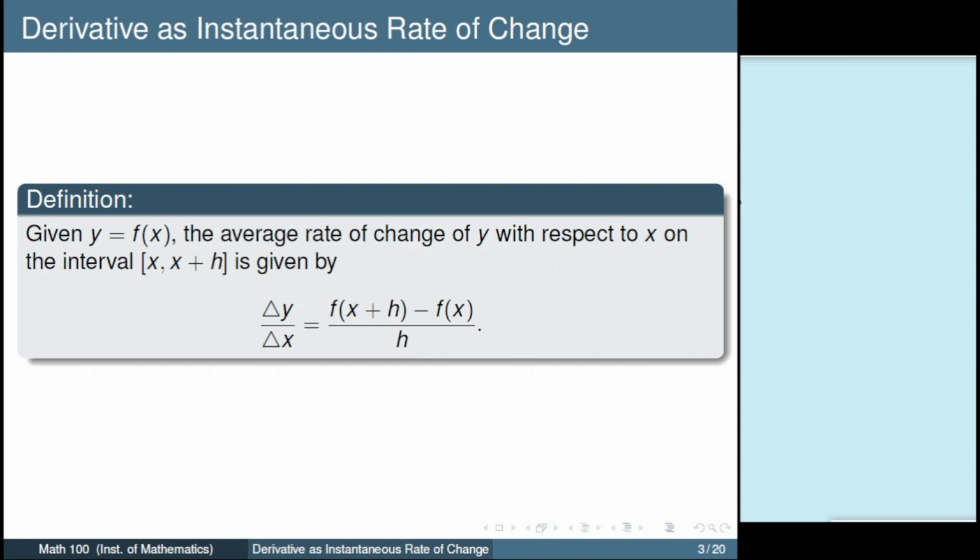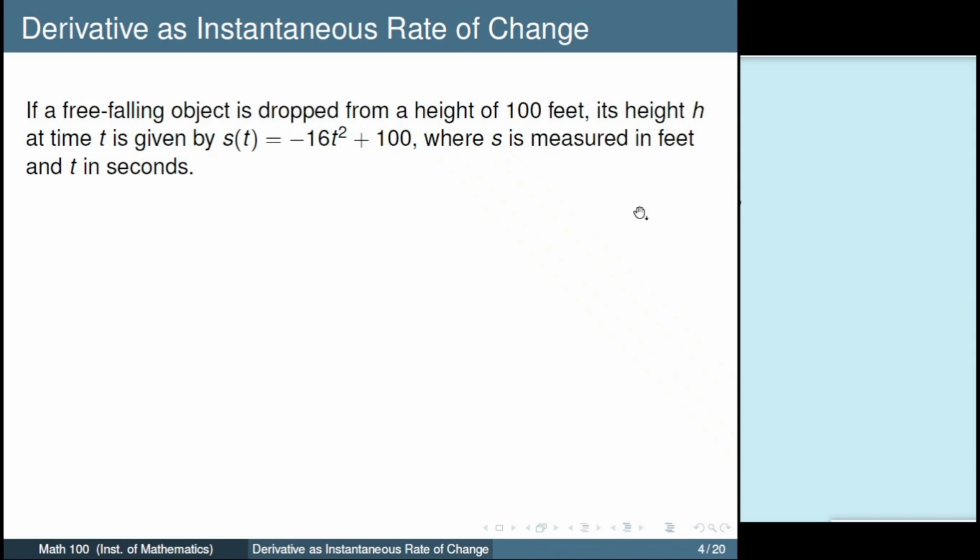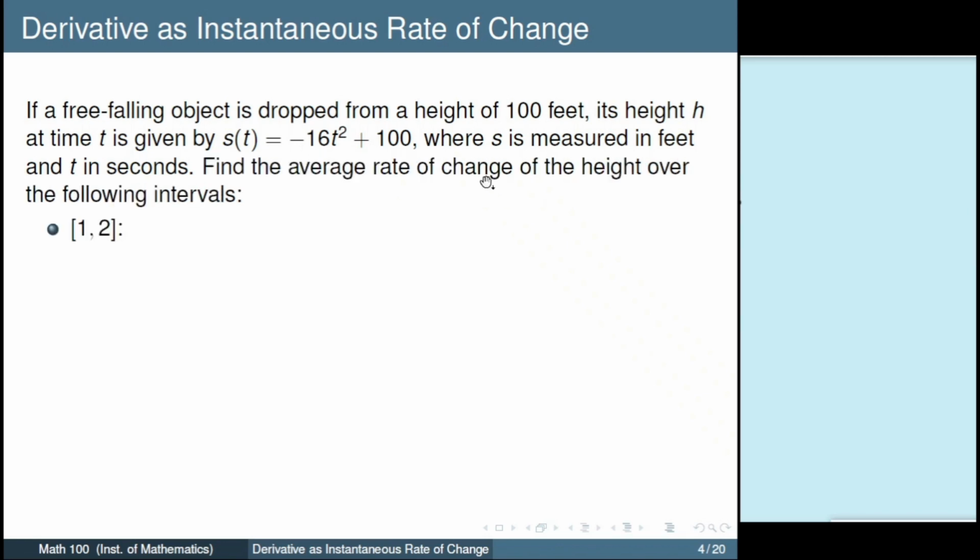Let's illustrate this by doing this example. If we have a free-falling object dropped from a height of 100 feet, and its height is given by this function, s of t, with respect to time t, equals negative 16t squared plus 100, we want to get the average rate of change of the height over, first, this interval 1, 2.